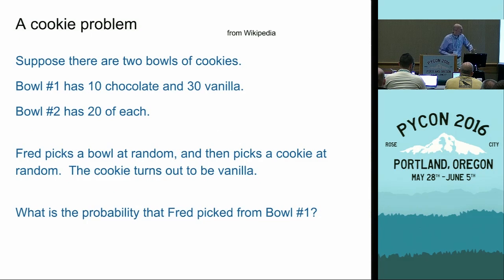So to make this clear, I'm going to give you an example. I stole this from Wikipedia. This is the cookie problem. It says, OK, I've got 2 bowls of cookies. I'm going to tell you ahead of time that bowl number 1 has 10 chocolate cookies and 30 vanilla cookies. Bowl number 2 is 50-50. It has 20 of each kind of cookie. So you, or Fred, pick a cookie from the bowl. It turns out to be a vanilla cookie. And the question is, what's the probability that the bowl you picked from was bowl number 1?